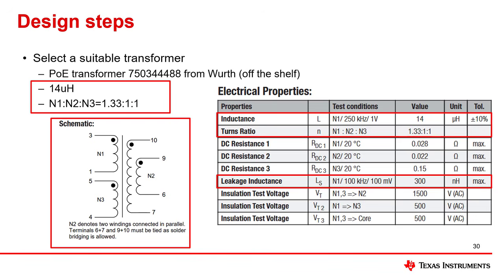Now a suitable flyback transformer has to be selected. In this case, we choose a Wirth off-the-shelf transformer with a primary inductance of 14 microhenry and a turns ratio of 1.33. The leakage inductance is 300 nanohenry, which equals 2% leakage inductance.